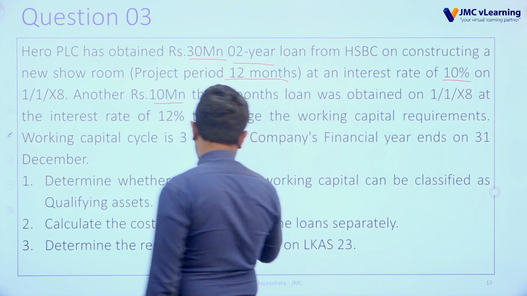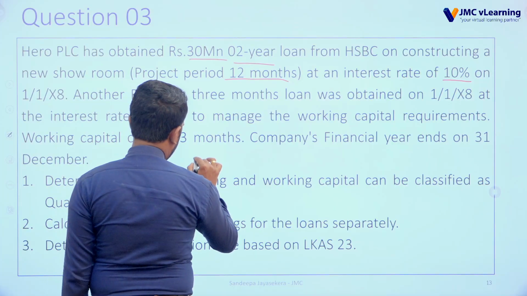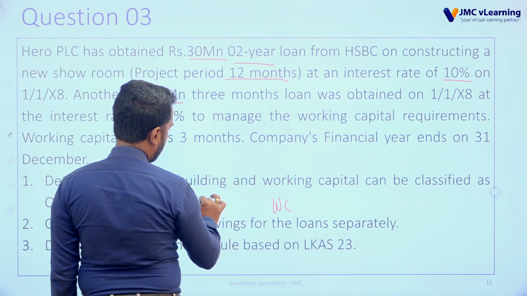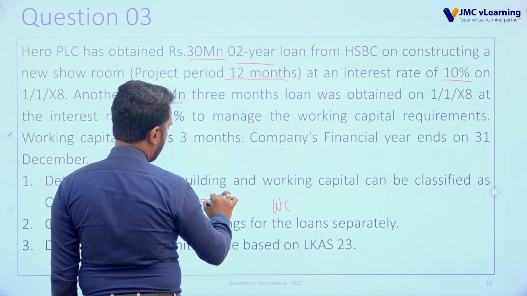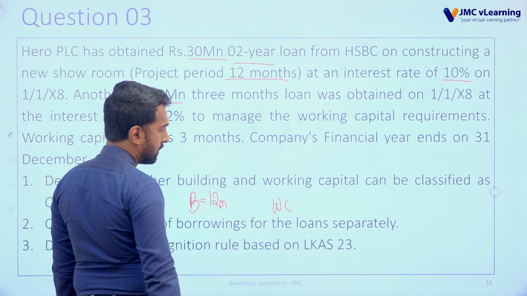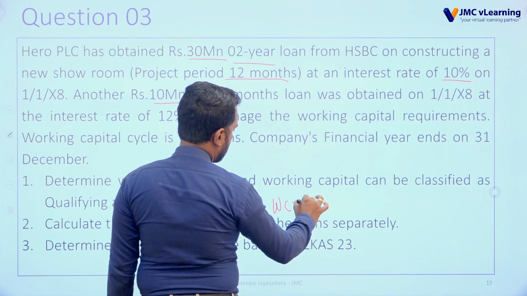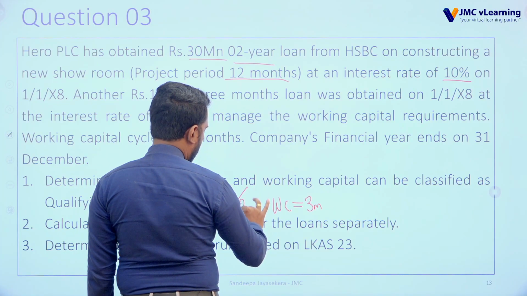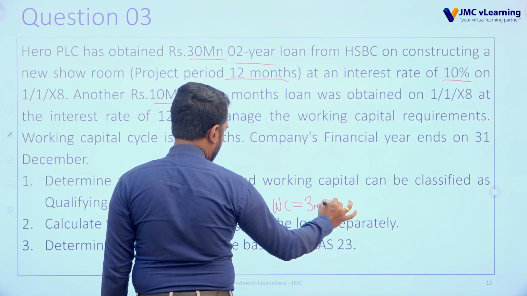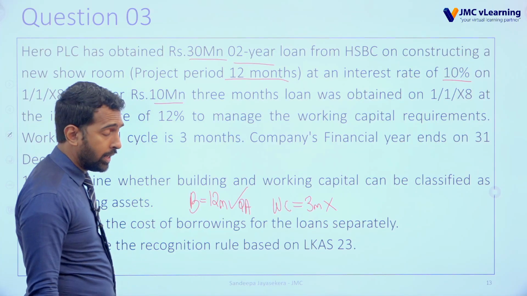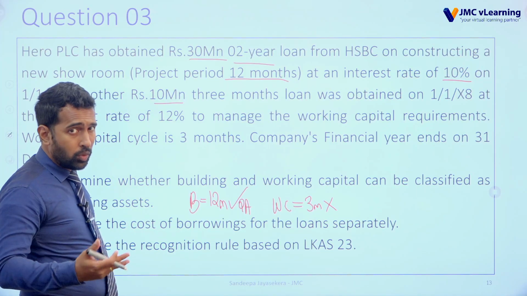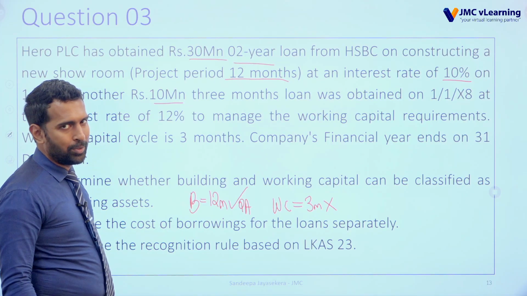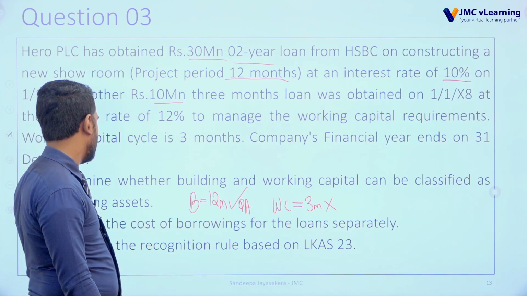Right. I will take the first one. We have two items. One is the building, the other one is the working capital. Now we know that the building has a construction period of 12 months. Working capital has a period of 3 months. So the building can be considered a qualifying asset but the working capital cannot be considered a qualifying asset. Because the building has more than 6 months, it will qualify to become a qualifying asset.